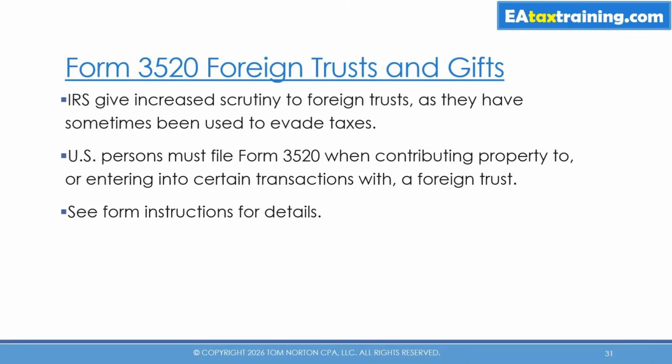Next is Form 3520 for foreign trusts and gifts. So we know the IRS is always worried about any type of foreign accounts. They are particularly worried about foreign trusts because foreign trusts can often be set up to try to evade U.S. taxes. So they want to know about any foreign trusts. So any U.S. persons must file a Form 3520 when contributing property to or entering into certain transactions with a foreign trust. You just need to know about this for the exam. If you want the particulars, you can look at the instructions to that Form 3520.